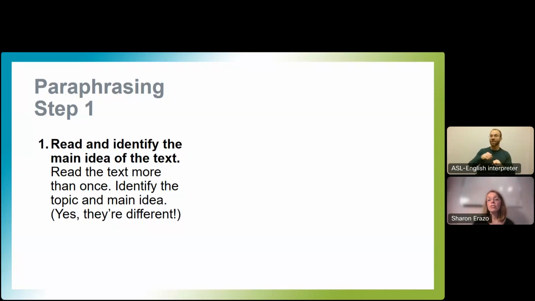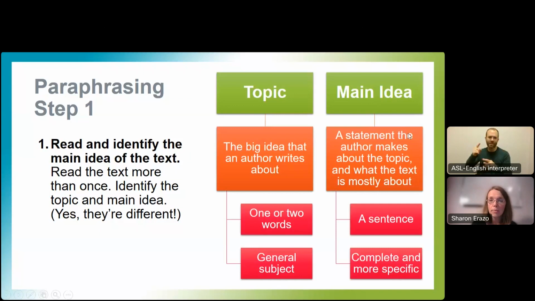So as you're reading, some things to look for. What is the general topic, and what is the main idea? And there is a difference here, which I'll describe. The topic of a text would be the overarching idea, the big idea that an author is writing about. And you could potentially summarize this to yourself in 1 or 2 words. It will probably be about a general subject.